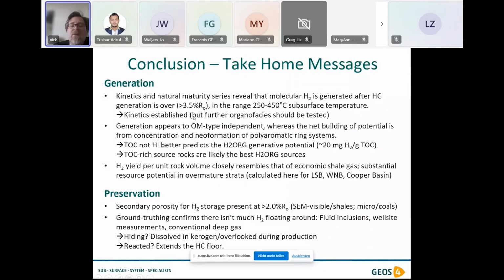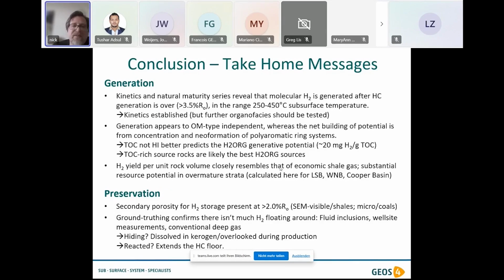The kinetics are more or less, we think, established, but further organophases should be tested. For example, I could think of sulfur-rich organophases, which always prove to be a little bit tricky, and we should do more there.